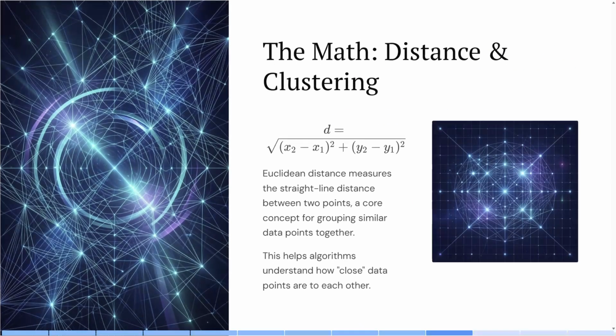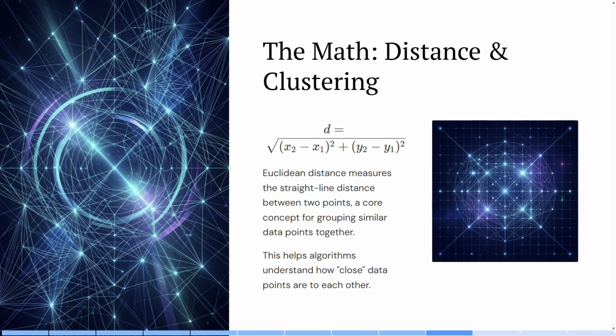Then we have distance calculation. For clustering algorithms, we measure how close data points are. The most common is the Euclidean distance, basically the Pythagoras theorem, where we calculate distance using this formula. Points that are closer together are then grouped together.